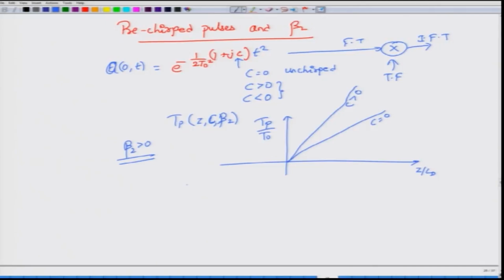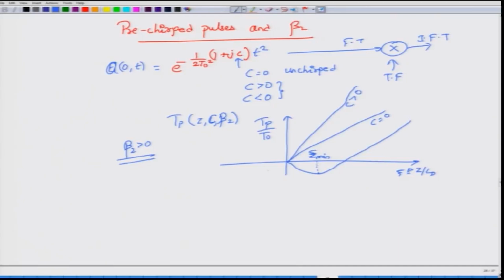Now, let us make c negative. We have exhausted c equal to 0 and c greater than 0 cases. So, now we make c negative. What would you expect? It turns out that the pulse width actually decreases below that of the initial pulse width T0 for a certain distance. This distance we call z min, or normalized, you can write this as zeta min, where zeta is by definition z by Ld. So, at a certain initial distance of propagation, the pulse width actually reduces and then increases. This is a very interesting phenomenon.